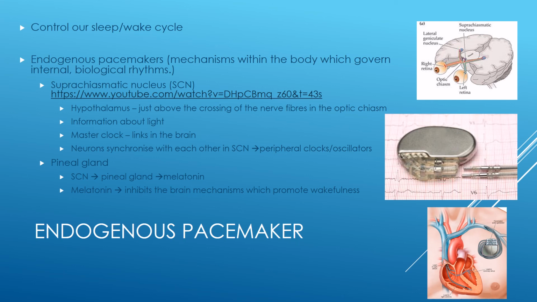So the SCN takes information in about light, and we do have a diagram about this in a minute if you're not sure. It takes the information in about light, and then the neurons in the SCN synchronize with each other, and then they talk to the target neurons in other parts of the body. They talk to the peripheral clocks, or the peripheral oscillators, so the whole body is on the same sleep-wake cycle, the same circadian rhythm. Don't panic. If you're struggling with this now, there is a diagram that will make it clearer, and we'll go over it again and again and again, okay?